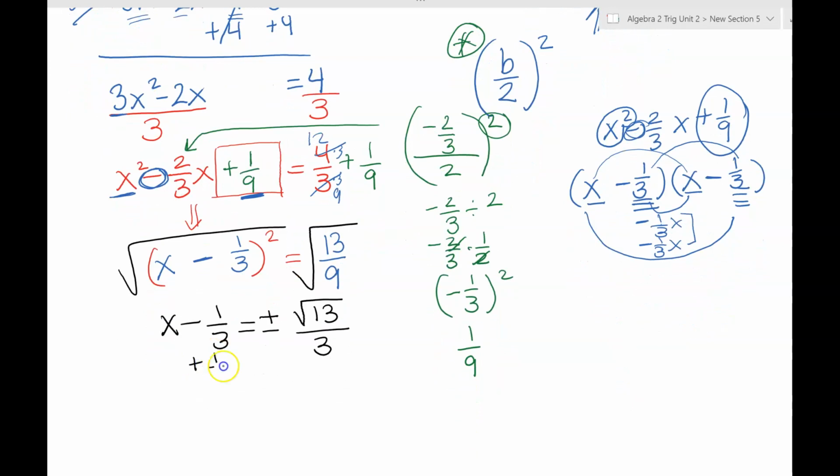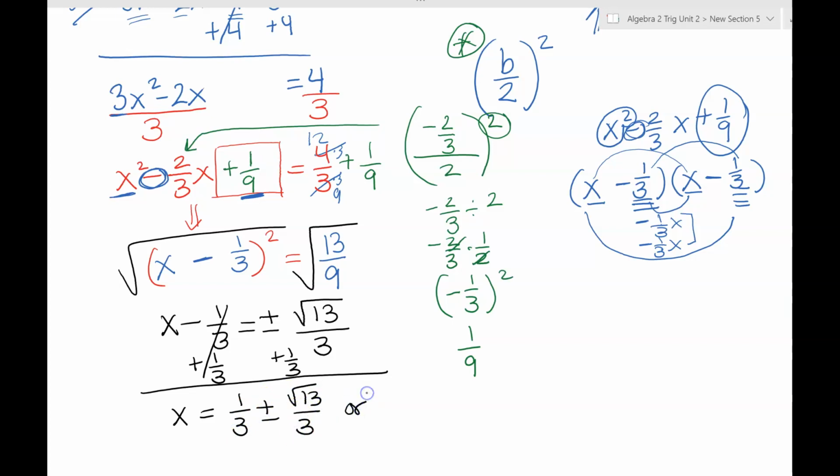And I'm going to add 1/3 to both sides. And so I will have this result. Another way of writing this result, you could write them all over that single common denominator. So you have these solutions. You could separate them also into the two solutions that they are, one that's adding the square root of 13 and one that's subtracting.